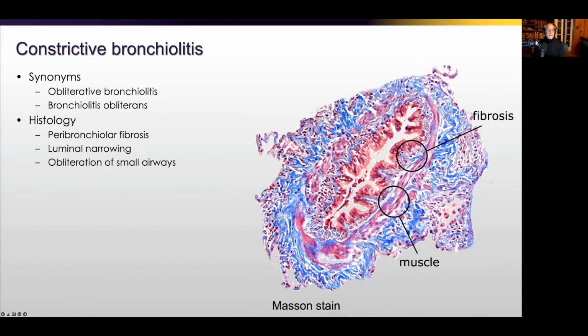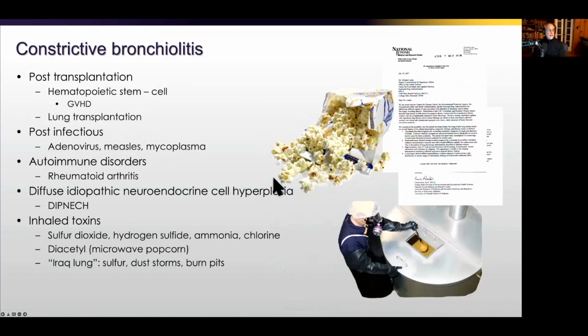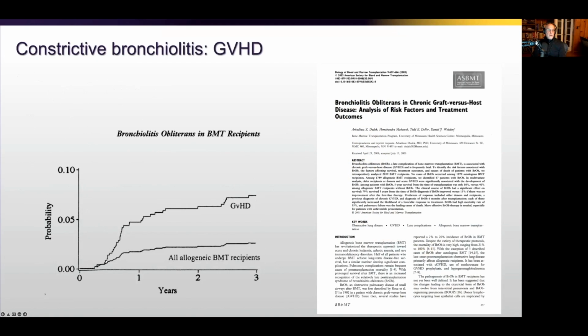Constrictive bronchiolitis. This is not really a disease. This is a finding. Again, this is fibrosis, which is between the smooth muscle coat and the mucosa. And when someone has constrictive bronchiolitis, you have to think of a range of diseases from post-transplantation, infection, autoimmune disease, diffuse idiopathic neuroendocrine cell hyperplasia, and a variety of toxins. One of the most common problems within the hospital is going to be constrictive bronchiolitis in people with transplants, allogeneic transplants who have graft versus host.